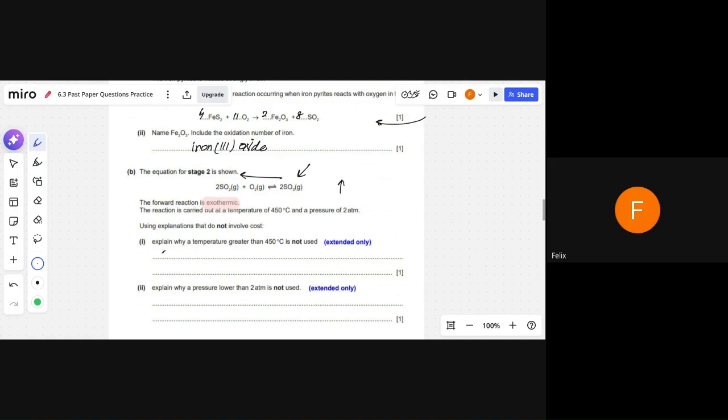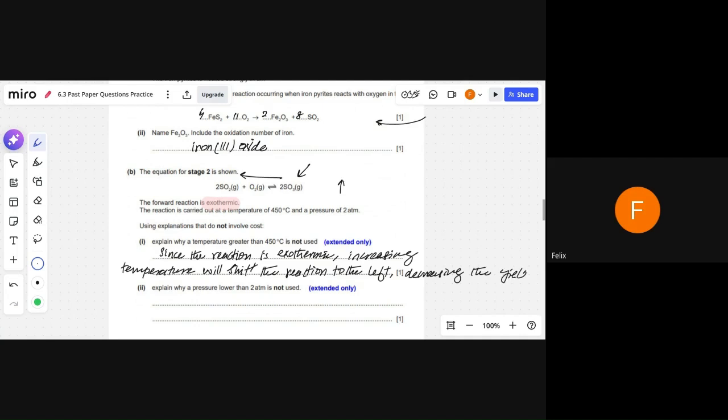So you can say that since the reaction is exothermic, increasing temperature will shift the reaction to the left, or to the reactants, decreasing the yield of SO3. So I hope this is clear.